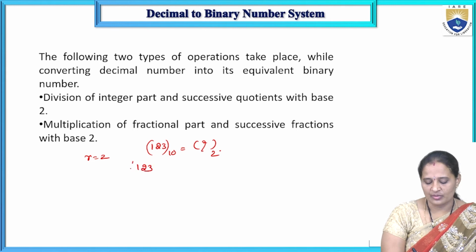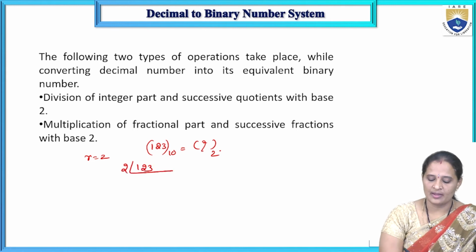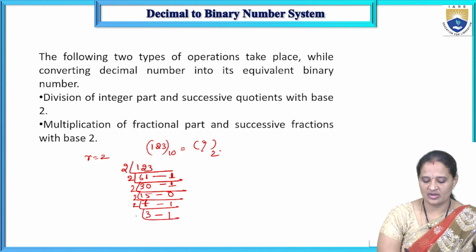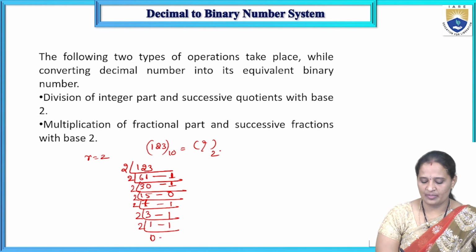I want to successively divide this 123 by 2. So this is a successive division. 2 6s are 12 and 2 1s are 2, so the remainder is 1. And again do the division till the quotient becomes 0. 2 30s are 60, so the remainder is 1. 2 15s are 30 and the remainder is 0. 2 7s are 14 and the remainder is 1. Next 2 3s are 6 and the remainder is 1. 2 1s are 2 and the remainder is 1. 2 0s are 0 and the remainder is 1.